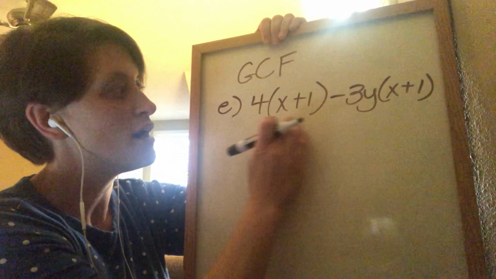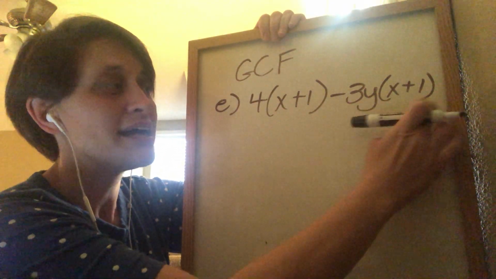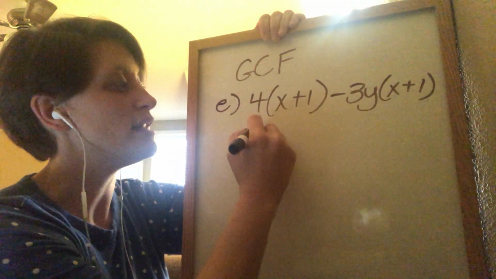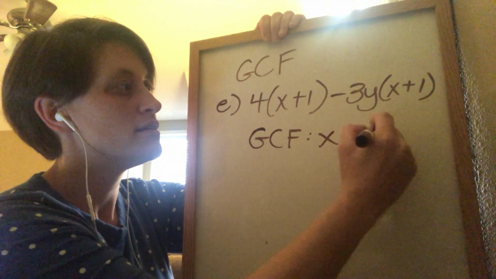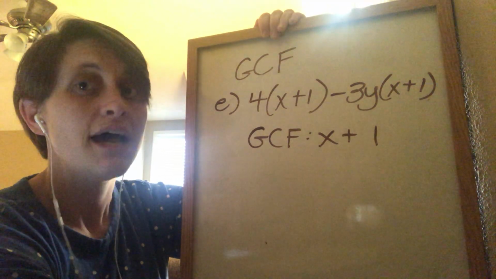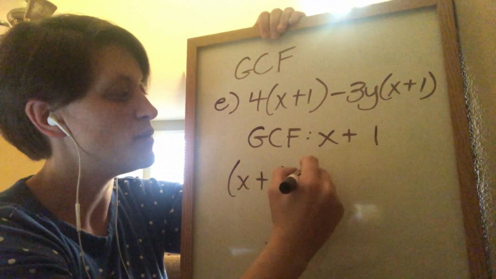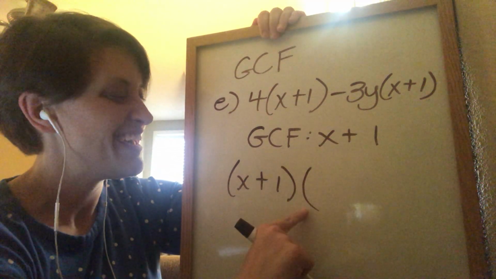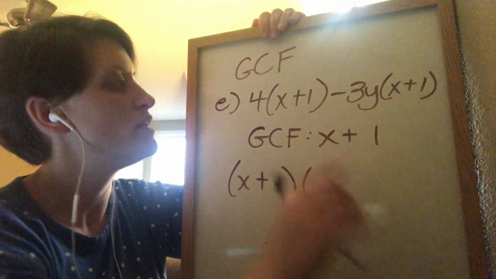This one has a 4 and an x plus 1. This one has a minus 3y and an x plus 1. So this piece, the x plus 1, is present in both terms. That can be your greatest common factor. And you're going to factor it out just like normal. So we're going to factor out the x plus 1. Looks weird, but it's the same. And then we write what's left in each term if the x plus 1 is gone.